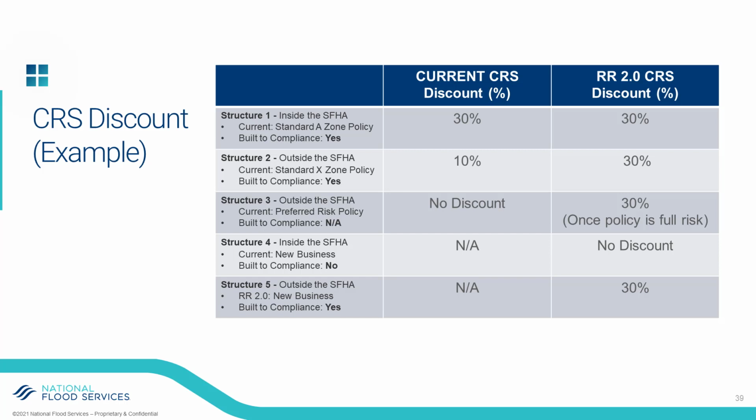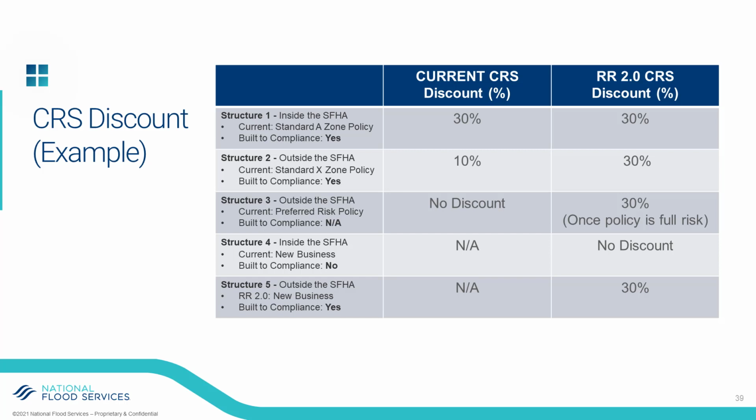Let's look at structure number 1. Under the current CRS structure, we see that this building is located inside the SFHA and it is also built to compliance. It currently receives a 30% discount, and we see that it will continue to get that 30% discount under the new pricing methodology. Let's go on to structure number 2, which is a standard rated policy, and this time it is located outside of the special flood hazard area. But the building is built to compliance, and under the current rating, it receives just a 10% discount. Now, with the new rating methodology, the building will go to a full 30% discount.